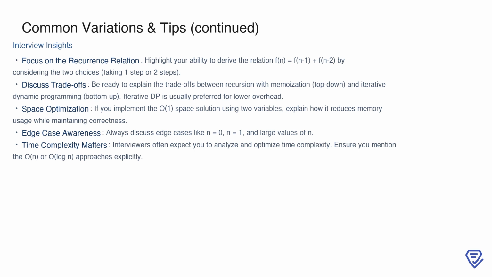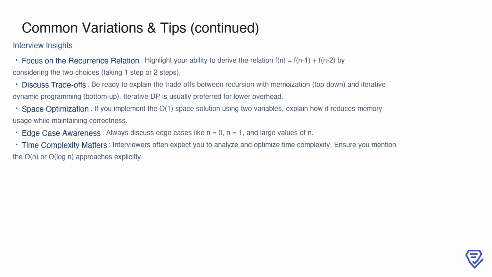During interviews, there are several key insights to focus on when discussing the climbing stairs problem. Start by clearly explaining the recurrence relation, f(n) equals f(n-1) plus f(n-2), which arises from the two choices at each step, taking one step or two steps. Be prepared to discuss the trade-offs between recursive approaches with memoization and iterative dynamic programming. While both achieve O(n) time complexity, iterative DP is often preferred due to lower overhead.